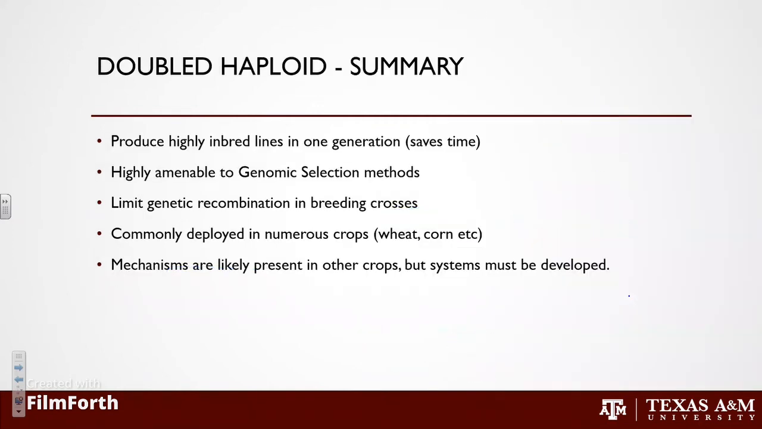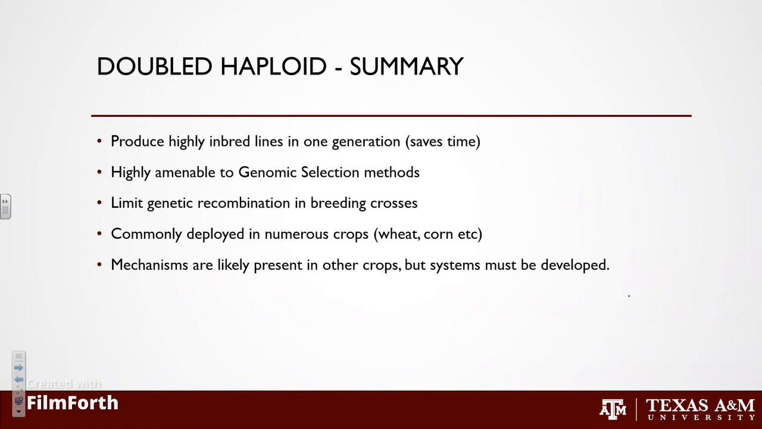So, in summary here, they produce highly inbred lines in one generation, saves time. Highly amenable to the genomic selection methodology because they eliminate those medium phase where segregation is still occurring.